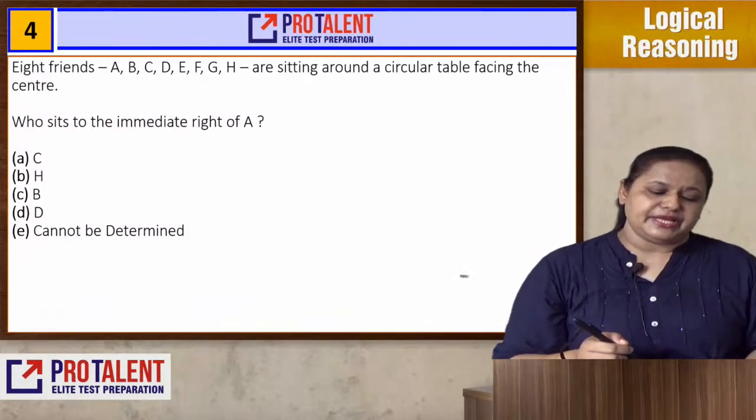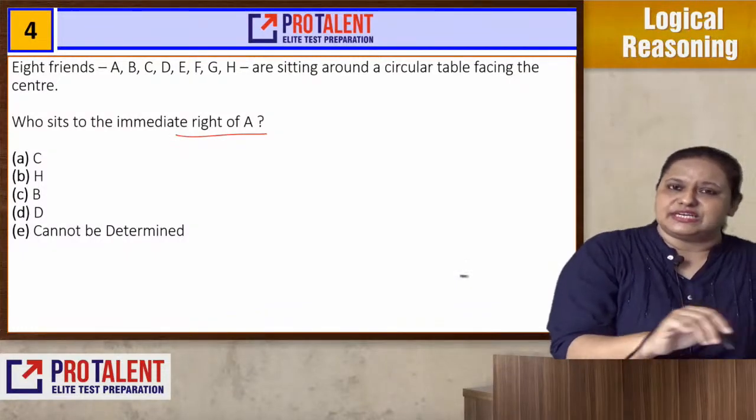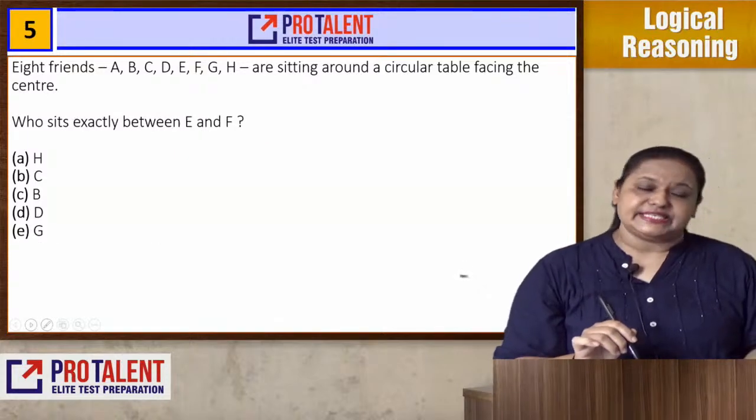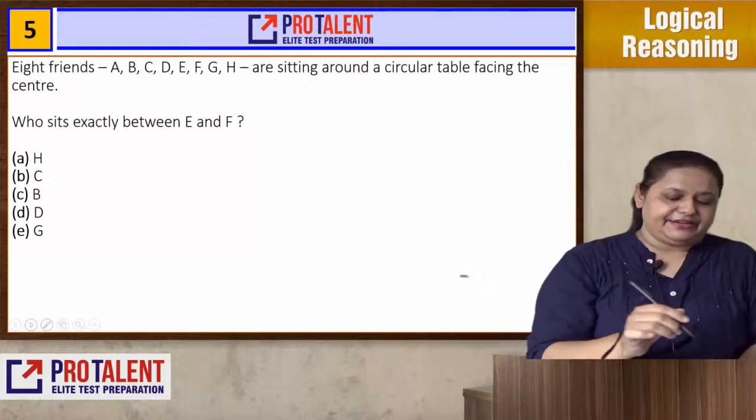So who sits to the immediate right of A? So here you have to, okay, easy to answer. You just understand the nature of questions asked. That's it. Okay. Then who sits exactly between E and F? Who sits between E and F?